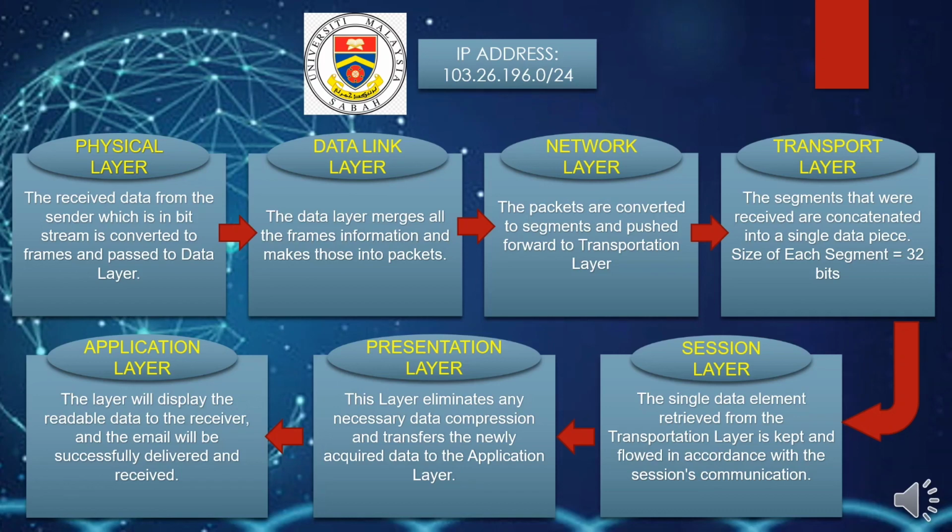Then the transport layer takes each segment, using the source port and destination port that were received, and joins them into a single data piece. In the session layer, the single data element retrieved from the transport layer is kept and flowed in accordance with the session's communication. The presentation layer eliminates any unnecessary data compression and transfers the newly accurate data to the application layer. Lastly, the application layer will display the readable data to the receiver, and the email will be successfully delivered and received.